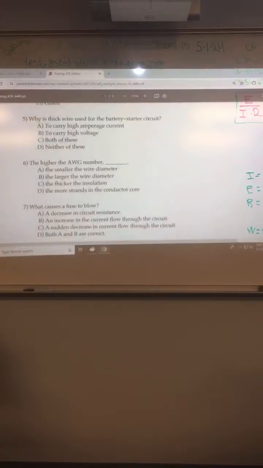Why is thick wire used for the battery starter circuit? This question's gonna be on the test. To carry high amperage current. Is it both of them? A lot of people get voltage and amp mixed up, they go together, but voltage pushes the amp. The answer is A. It is not high voltage, it's high amperage.